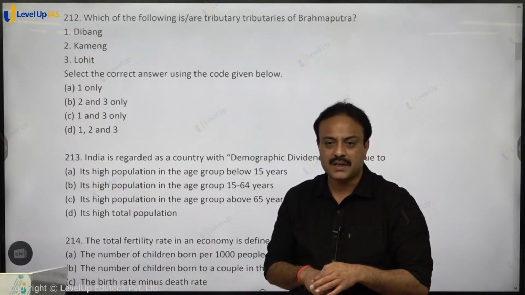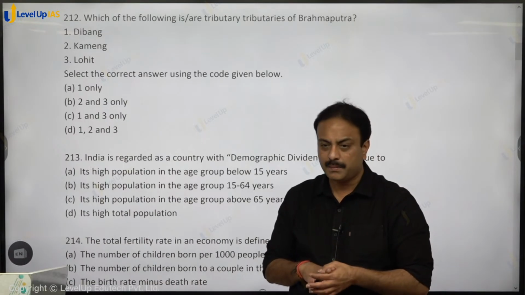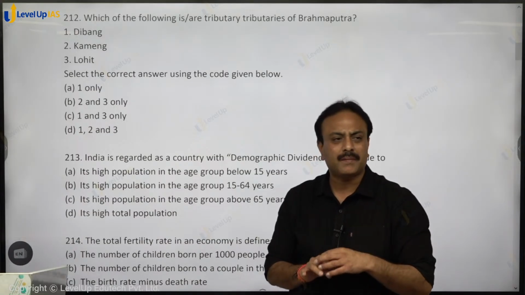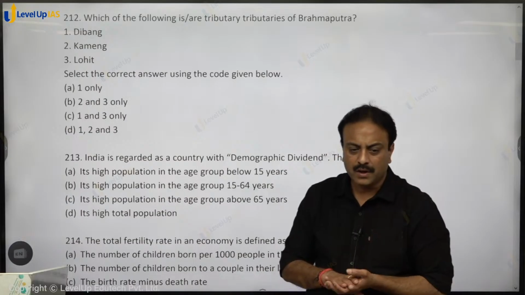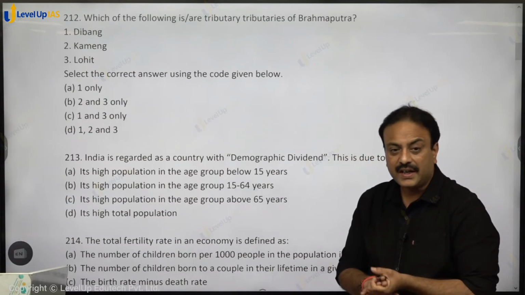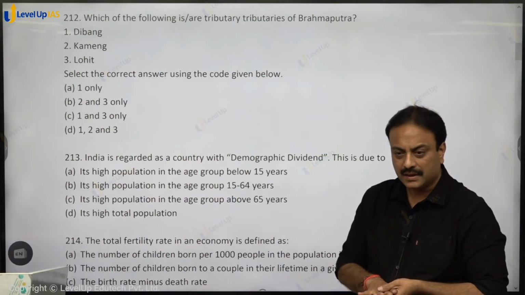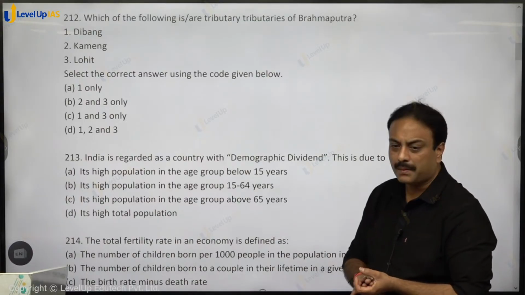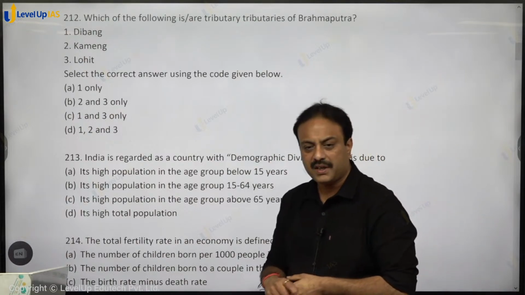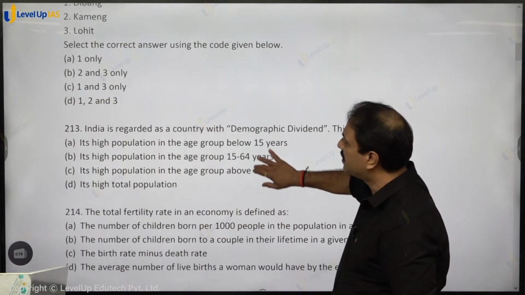In India we are having Manas, Sankosh, Subansiri. These are the major tributaries. Subansiri is a major tributary of Brahmaputra, having immense amount of water that contributes to Brahmaputra. And other left bank tributaries are Dhansiri, Kopili. These are the left bank tributaries of Brahmaputra. So here all three are tributaries of Brahmaputra. So 1, 2 and 3, option D, D for dog, shall be the right answer.